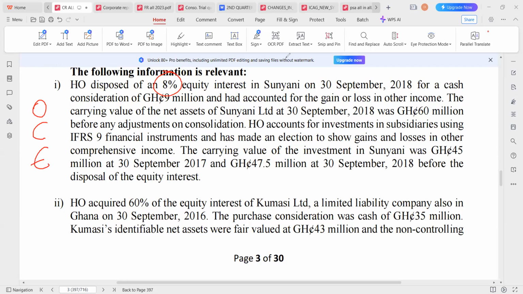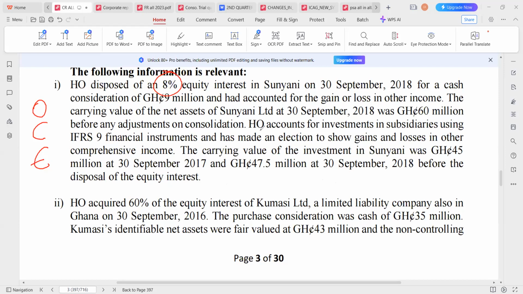So you calculate it, and after calculating it, if it's a gain, you go and add it to your other component of equity. If it's a loss, you go and subtract. It does not go to P&L. But the mistake is that the examiner will create an intentional mistake for you to solve. What will be the mistake? The examiner will deem that profit or loss as a P&L item.